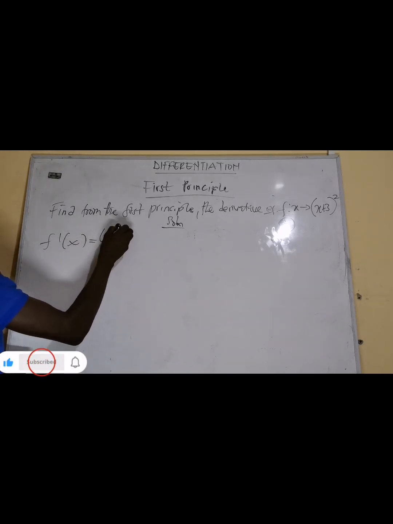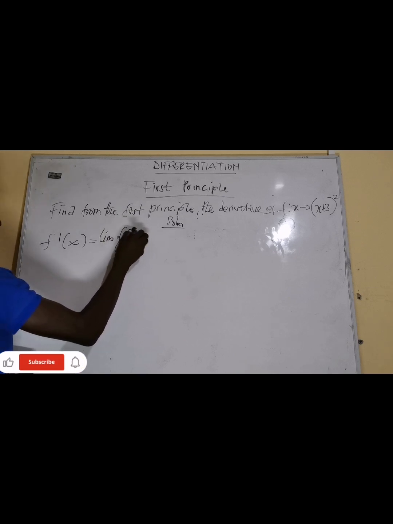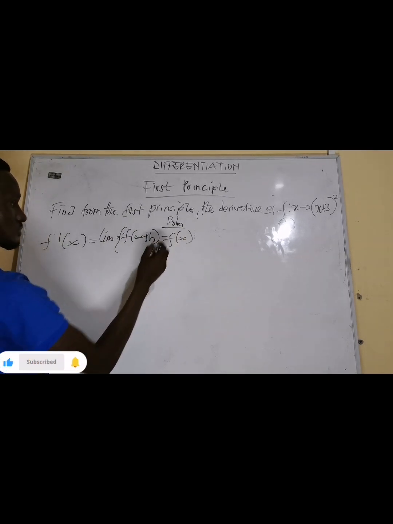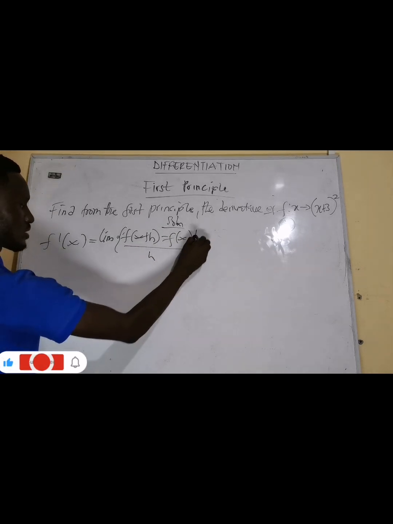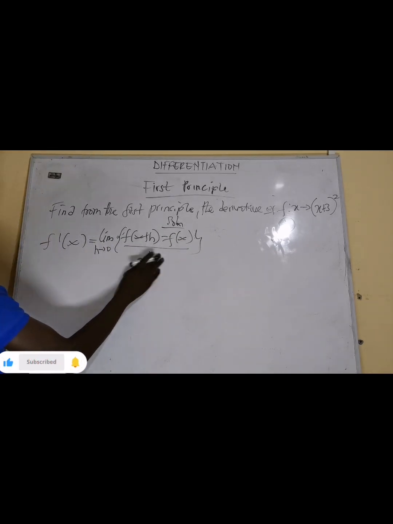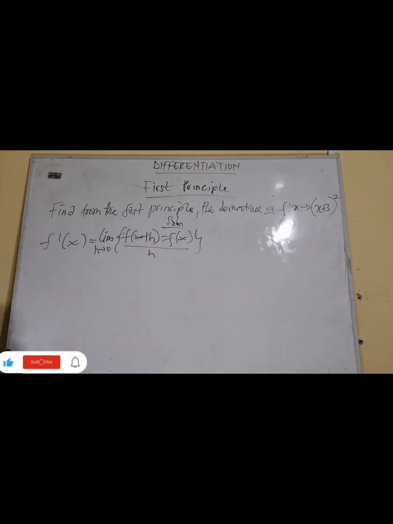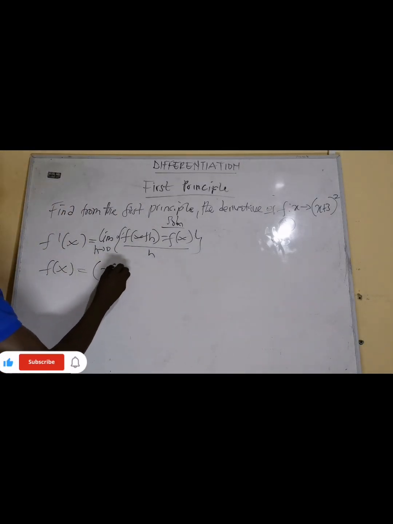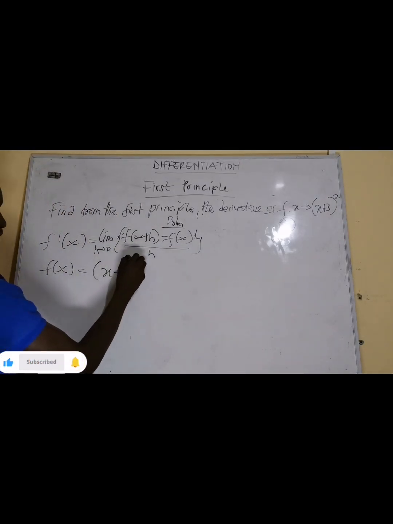The limit of f of x plus h minus f of x, all over h, where h is approaching 0. So I'm going to start. We have our f of x. This our f of x is the whole of this one. f of x is x plus 3 all squared.